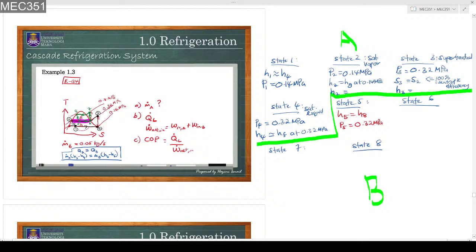So for state 6, we know it is similar to state 2 here, so it will be saturated vapor.